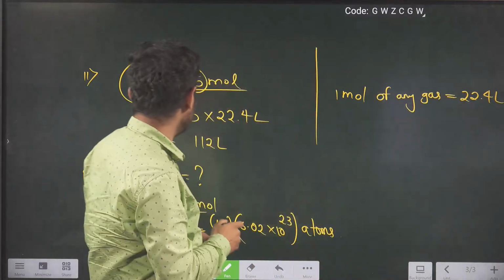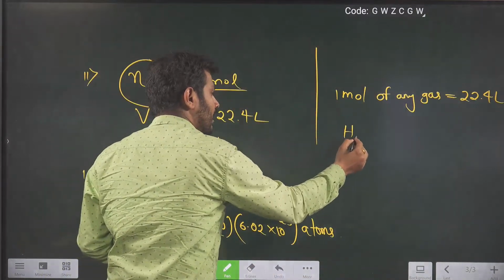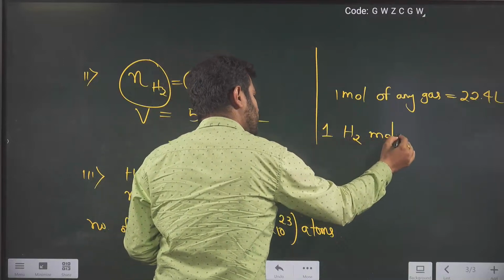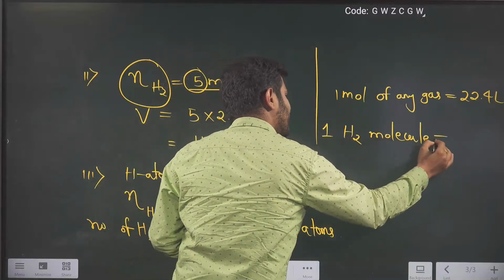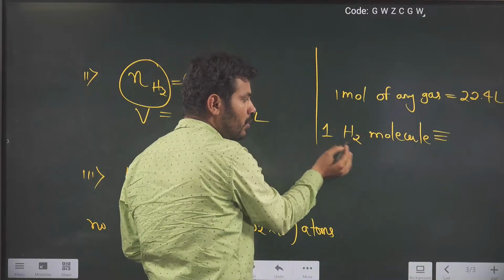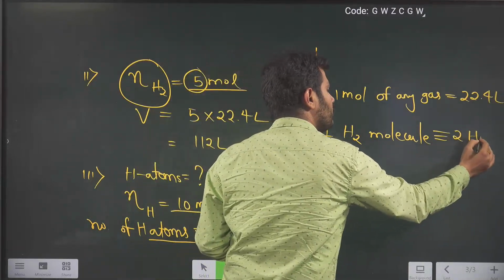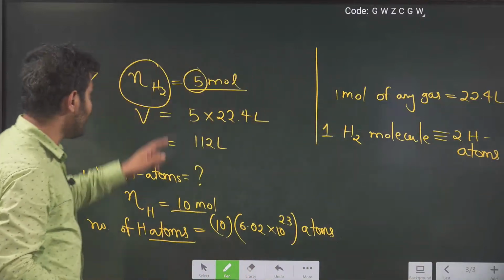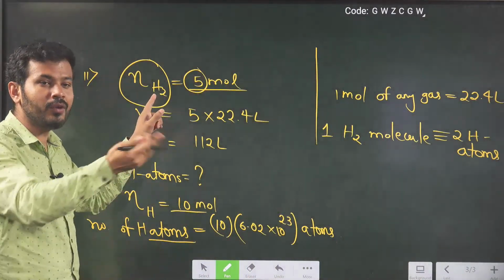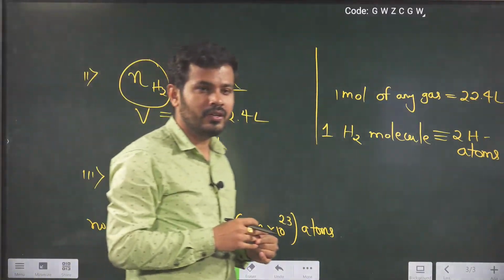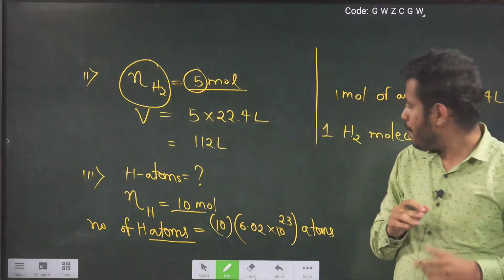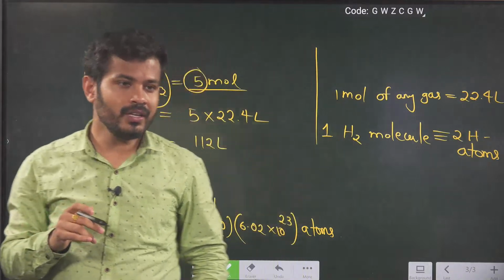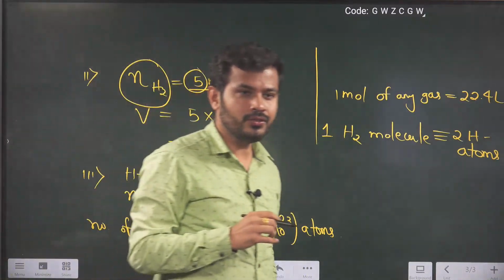So the simple point is, if I say one H2 molecule, in one H2 molecule how many hydrogen atoms are there? In one H2 molecule, 2 hydrogen atoms are there. One molecule contains 2 atoms. So 5 moles of hydrogen molecule will contain double of that, 10 moles of atoms. Is it clear? Is it clear, guys? Please let me know if you understood this.